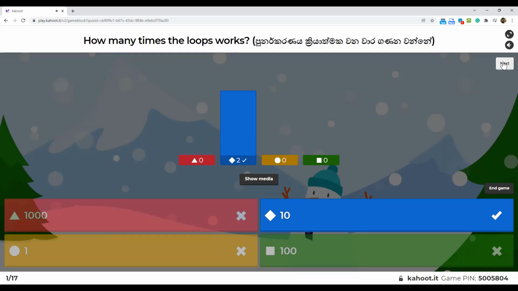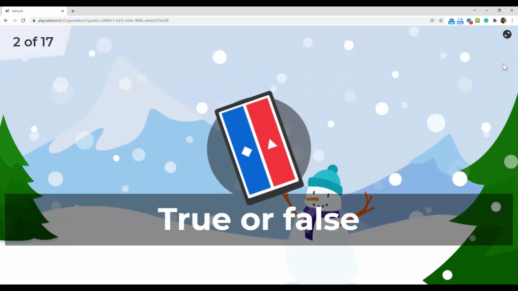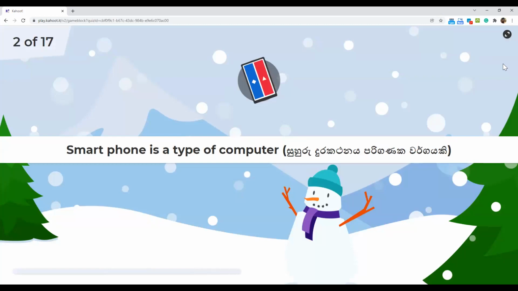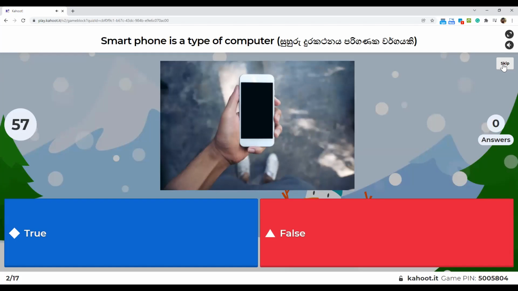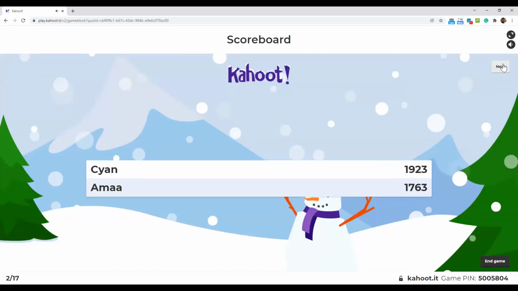Both of you got correct answers. So the marks are based on how quickly you have answered the question. Now, in this case, Cyan was actually faster than Amma. Doesn't matter, this is how the game works. Okay, so that's also a correct answer. So it goes on like this.